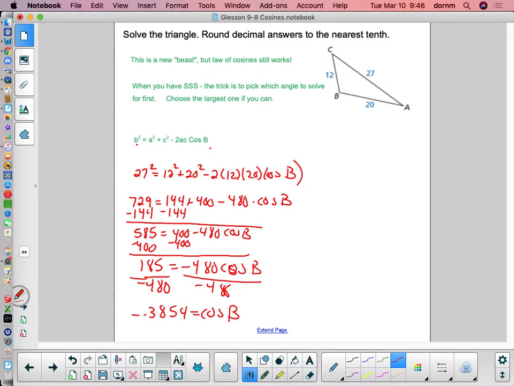Okay? Now you're saying, whoa, negative, is that okay? Yeah, actually it's fine. It's negative because B is what type of an angle? It's obtuse, isn't it? And here's a little fun fact. The cosine of an angle that's bigger than 90 but less than 180 is a negative number. You're saying, well, wait a minute, how does that work with opposite adjacent hypotenuse? Aren't all lengths positive? Yes, they are.